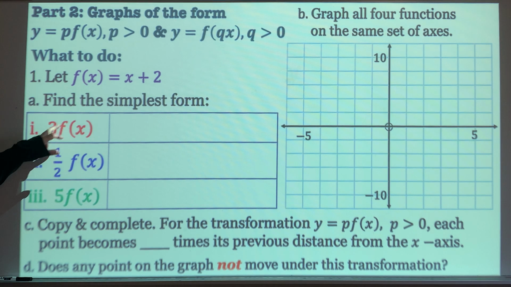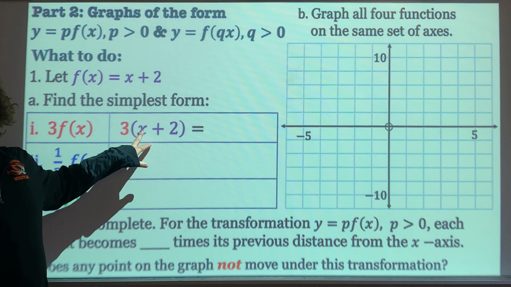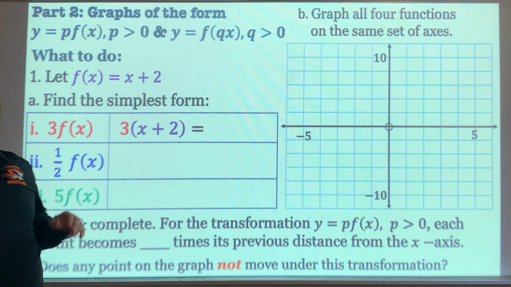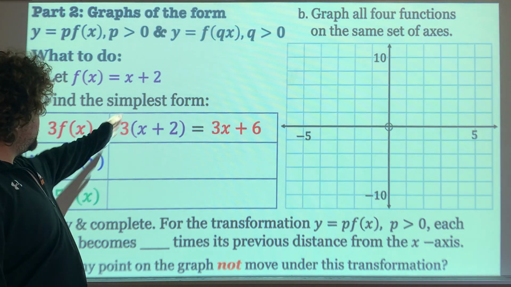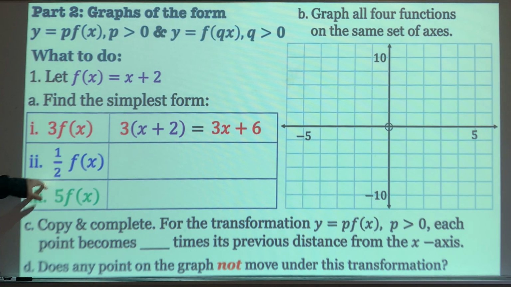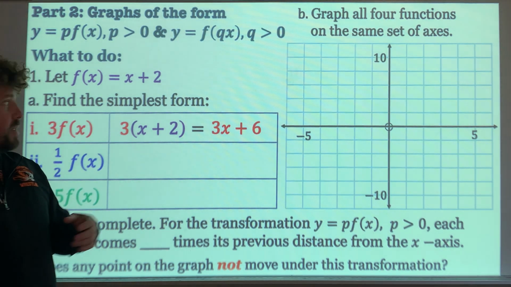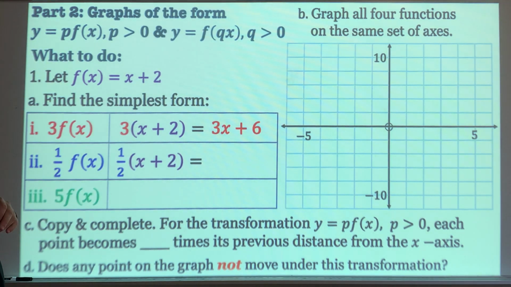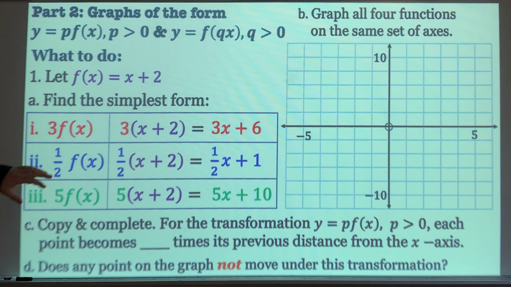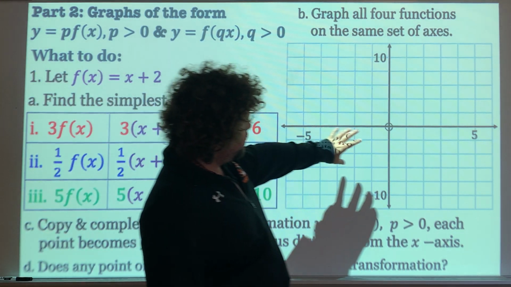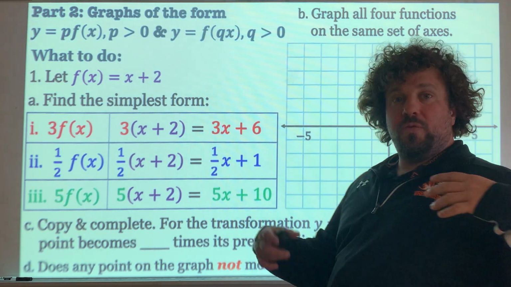We're going to take this 3 and multiply our equation by 3. So it's 3 times x plus 2. But what can you do with this 3? You can distribute it. 3 times x is 3x, 3 times 2 is 6. So you get 3x plus 6. That's our new graph. What happens when you put a 1/2 out front? You multiply the whole thing by 1/2. Distribute and distribute. Half of x is 1/2 x, half of 2 is 1. Then 5x plus 10. Now you're going to graph all these graphs right here, and then we're going to come up with a reason why you think that works.